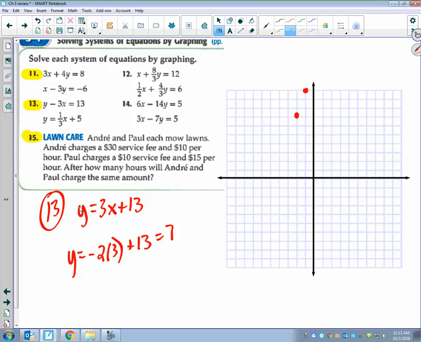And then the slope would be up 3 over 1, which makes sense that up 3 over 1 would be off my graph. Down 3, back 1.